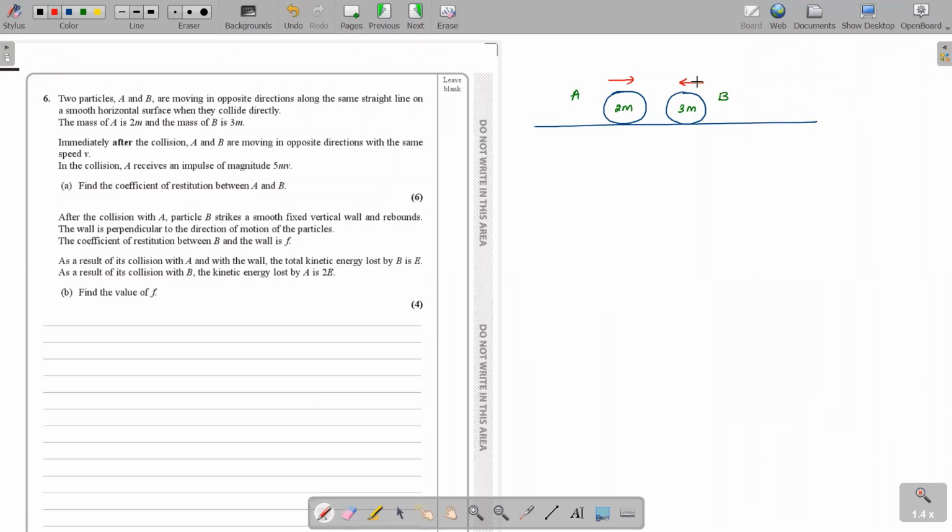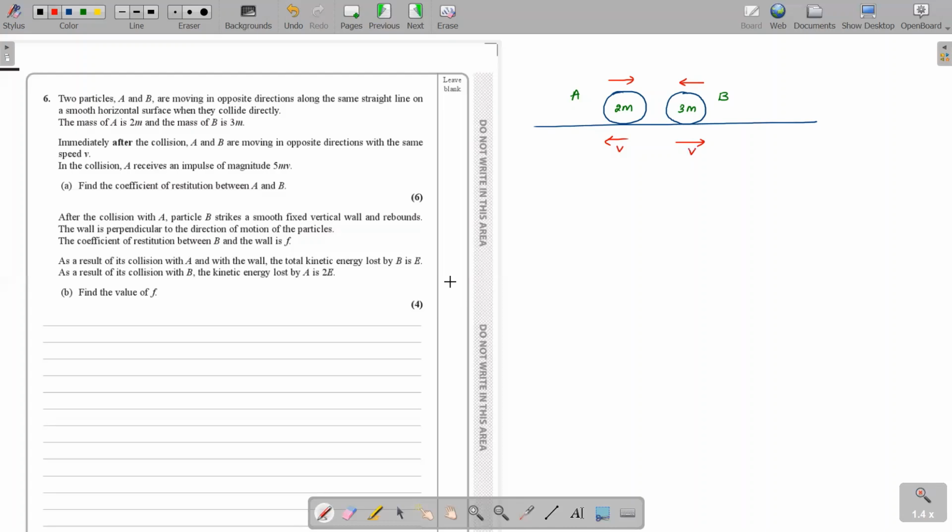Then they say that immediately after the collision, A and B are moving in opposite directions, which means you definitely realize that they both turn back with the same speed v. So both of them have the same speed v. Are you all with me?